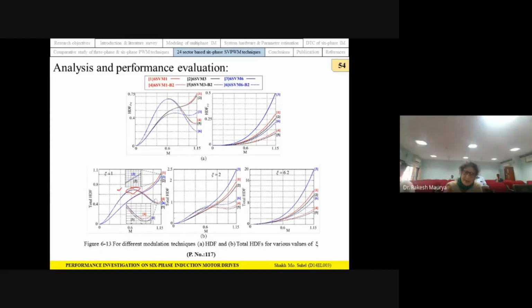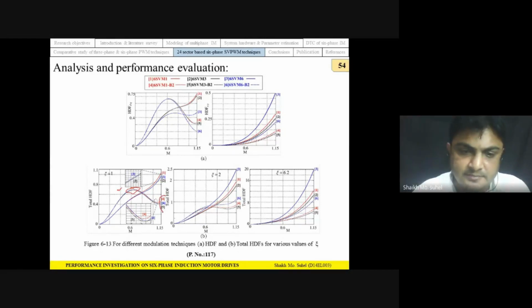If we observe very carefully, these are PWM techniques 4, 6, and 5. These all are discontinuous PWM techniques. In discontinuous PWM techniques, we have this trend that they attain the peak value, and after that they are reduced. While all the continuous PWM techniques increase with the increment of modulation index.